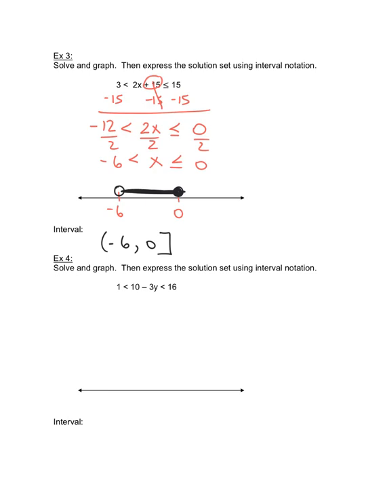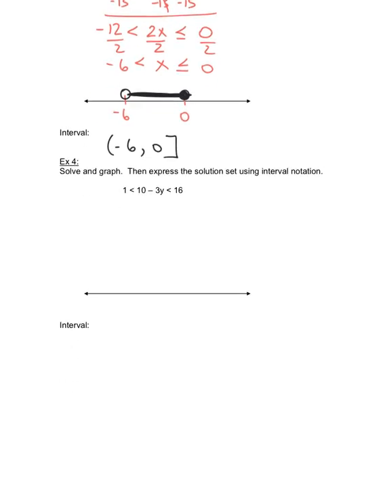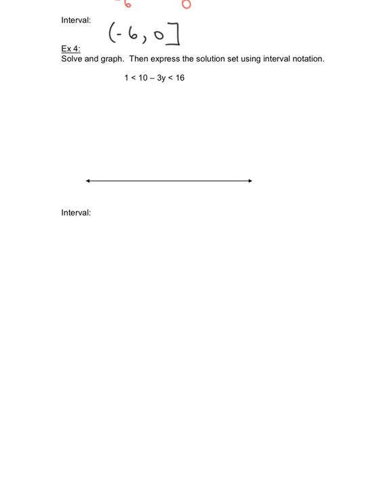Okay, and we'll do one more. Just like that. Again, these say and. When you see it written this way, it says and. So it reads, again, from the middle. 10 minus 3y is greater than 1 and less than 16.